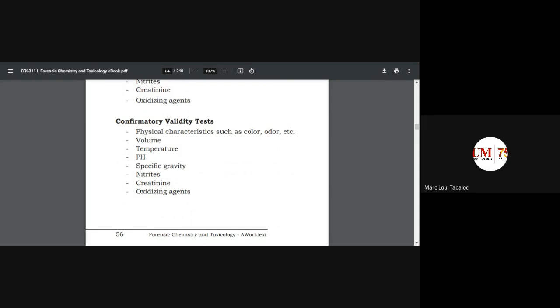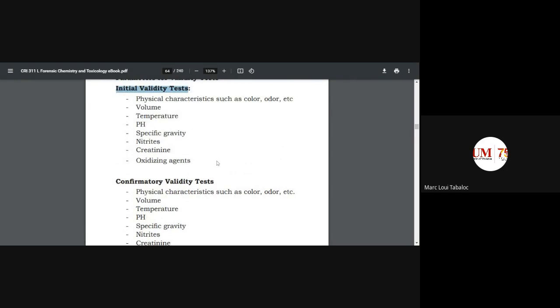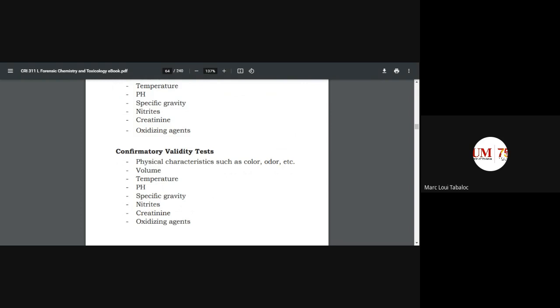Next is confirmatory validity test. Ayan. So dito naman sa confirmatory validity test, diyan mga physical characteristics pa rin, volume, temperature, still the same with the previous one, yung initial validity test. Pero ang gagawin sa confirmatory validity test is titingnan ba nila kung may severe or slight changes or wala bang changes with regards to these following checklists or with these following na mga points.